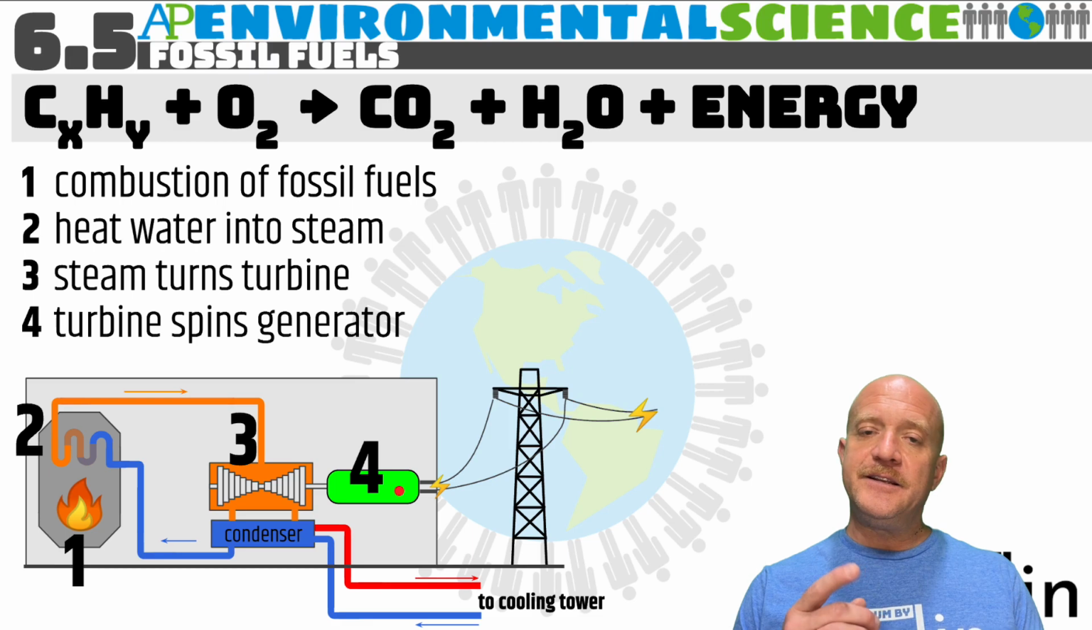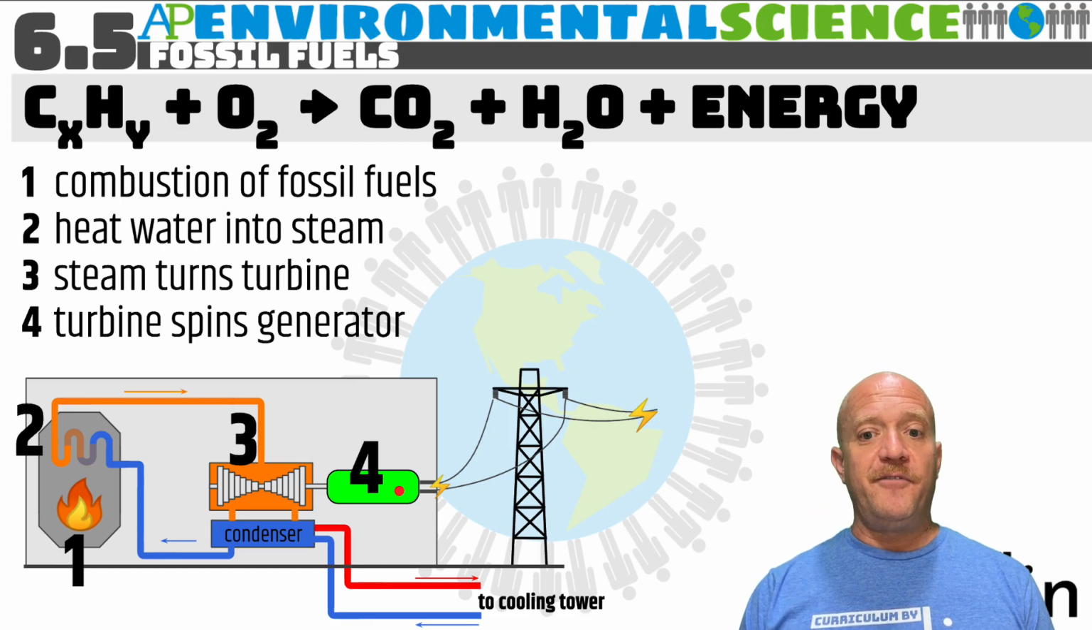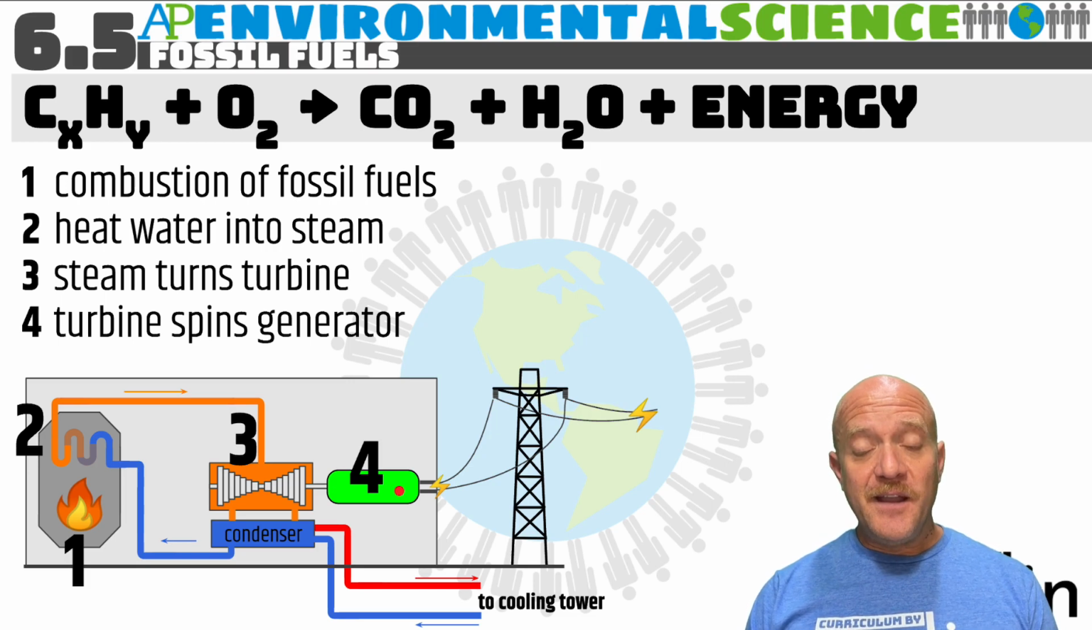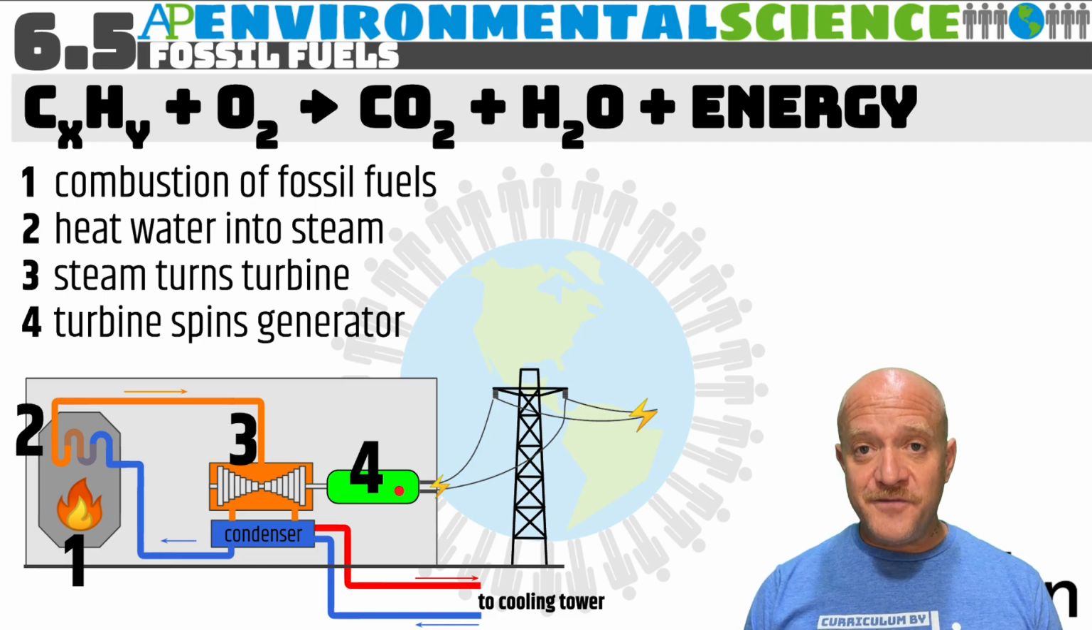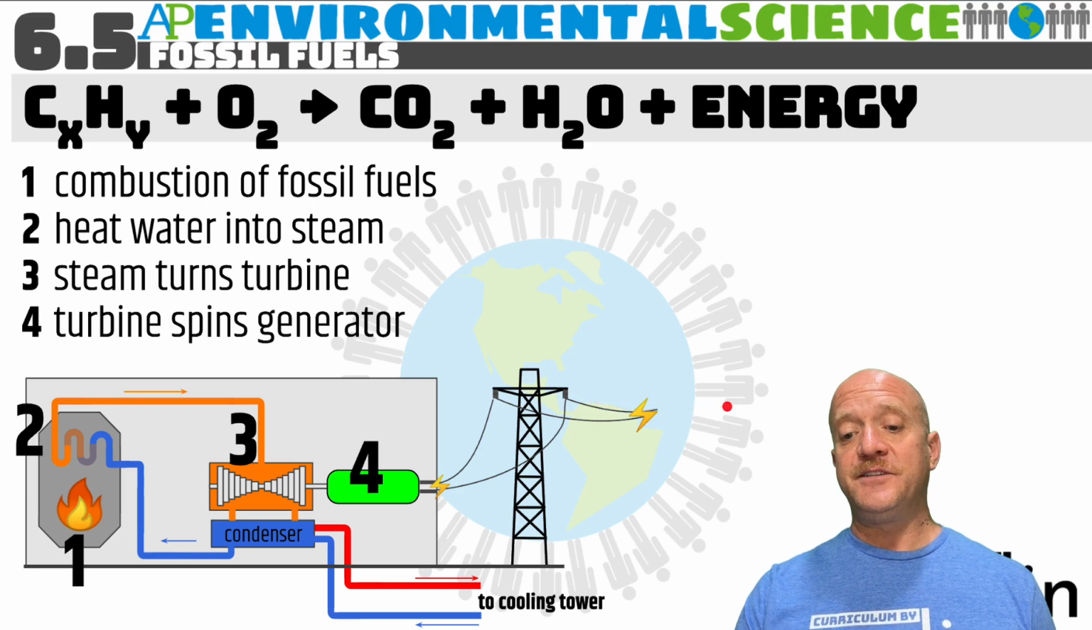And this generator is just a series of magnets that are spinning in revolution. And when these magnets are spinning, they're causing a flow of electrons. Anytime you have a flow of electrons, that's electricity. So again, electrons flowing, now you get electricity. And the electricity is sent out to the grid.